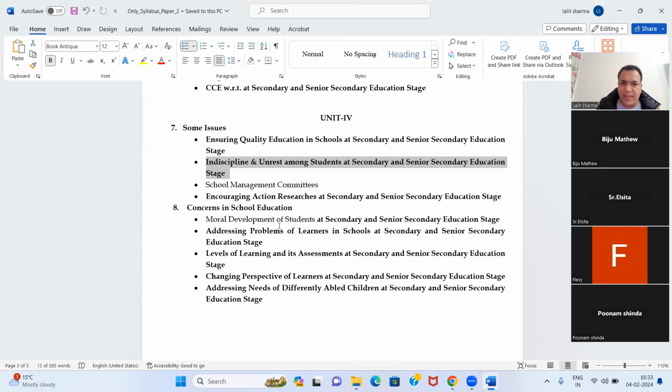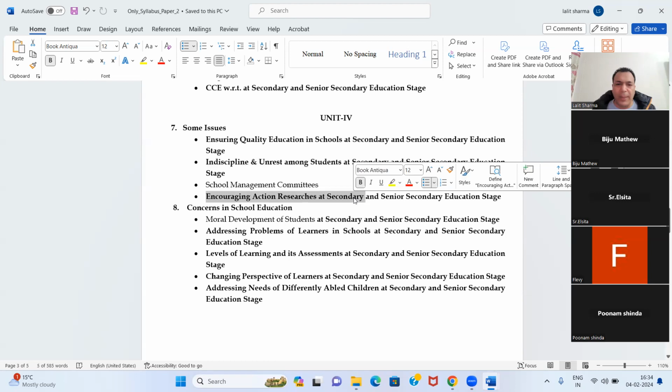When you see the points of this, what is the meaning of indiscipline and unrest among the students? What are the causes of indiscipline and unrest among students? So then, guys, you will see that all the points are covered in your syllabus. Why are the students unrestful, why are the students indisciplined, right? Then school management committee. And one more topic is encouraging action research.